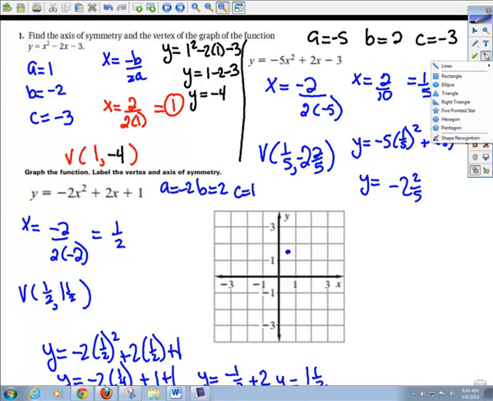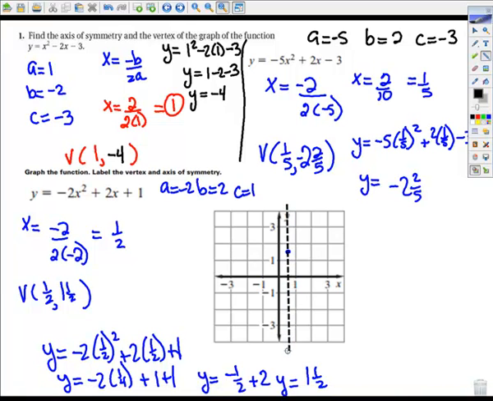And I do want this to be a dotted line when you graph these, or a dashed line, because the axis of symmetry is a vertical line, but really it's invisible. So we're going to show that it's invisible by making it dotted or dashed.